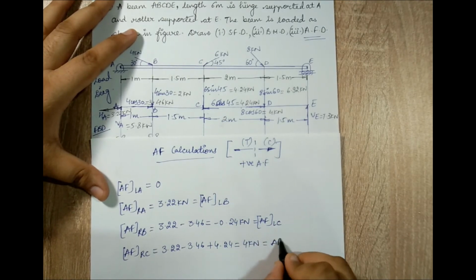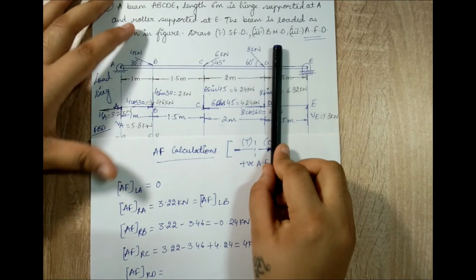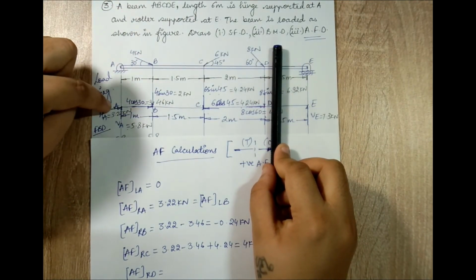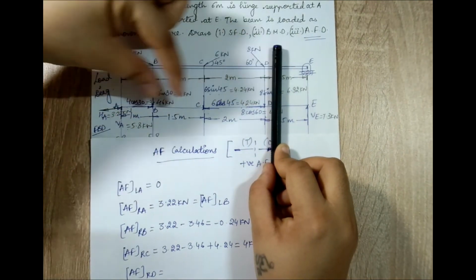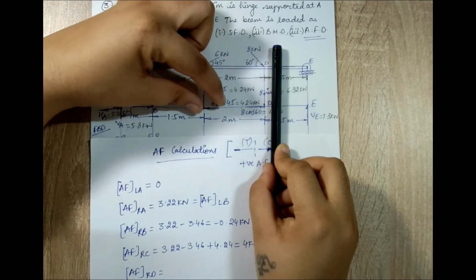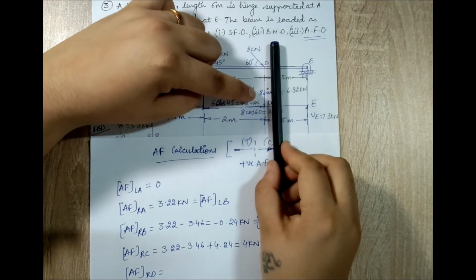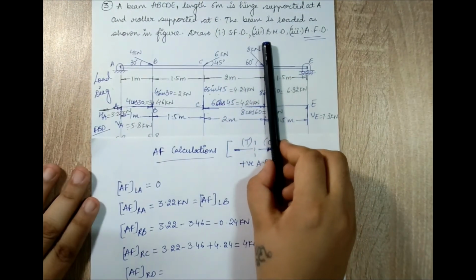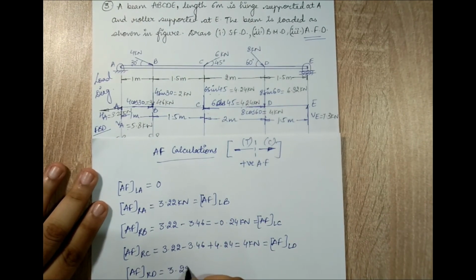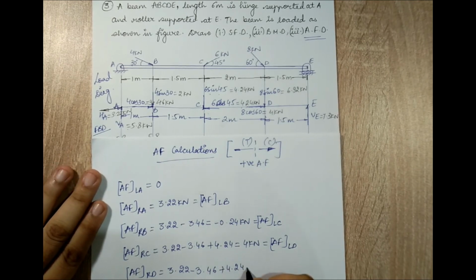Now this will be equal to the axial force to the left of D. Then I'll calculate axial force to the right of D. When I stand ahead of D and I look to the left, I can see 3.22 if placed here causing tensile effect, 3.46 if placed here causing a compressive effect, 4.24 when I place it here, it will be pulling the body, so it is positive, and this 4 kilonewton at this point is actually pushing the body. So I can write down this is 3.22 minus 3.46 plus 4.24 minus 4 is equal to 0.